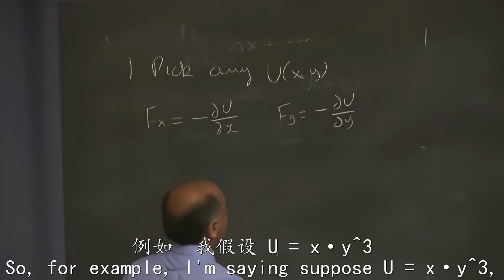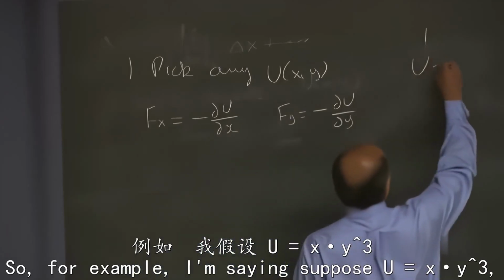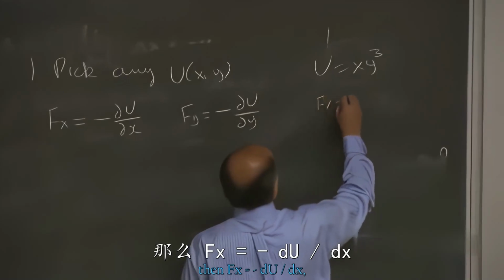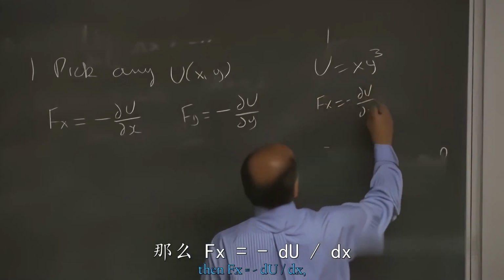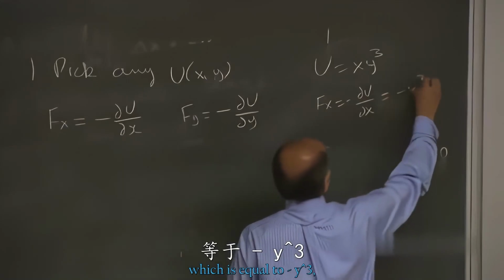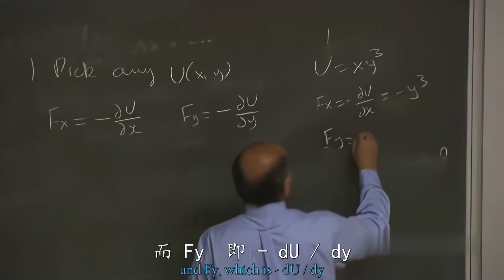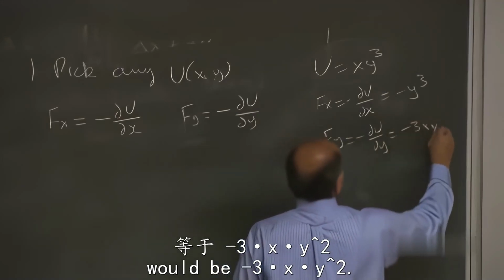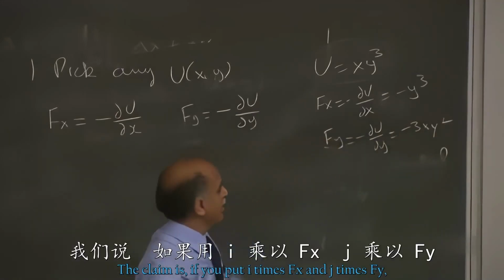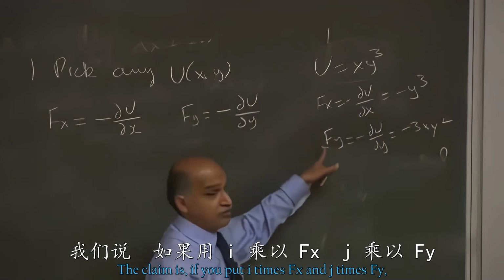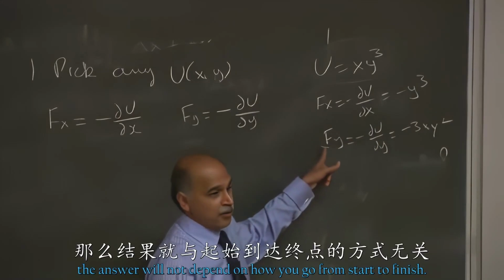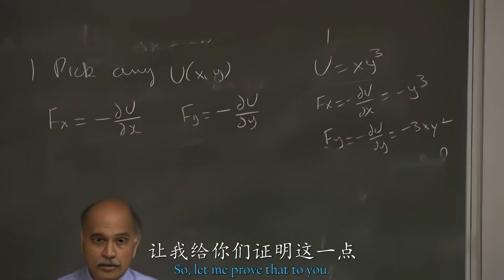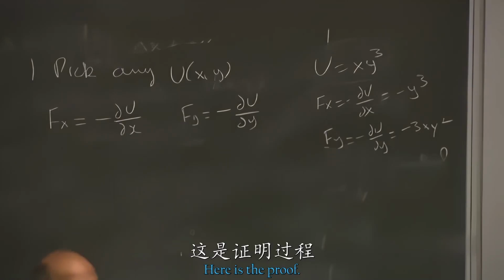So how do I know that? For example, suppose u equals x y cubed. Then Fx is equal to minus du dx, which is minus y cubed, and Fy, which is minus du dy, will be minus 3xy squared. The claim is if you compute the integral of Fx dx plus Fy dy, the answer will not depend on how you got from start to finish. So let me prove that to you. Here is the proof.